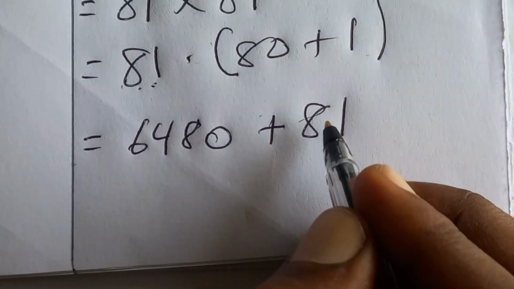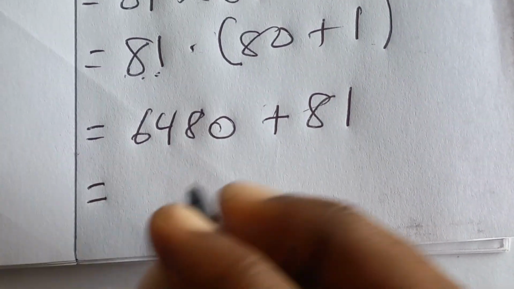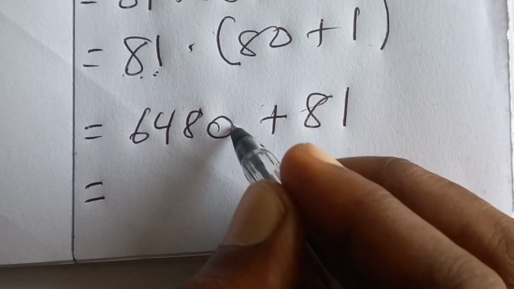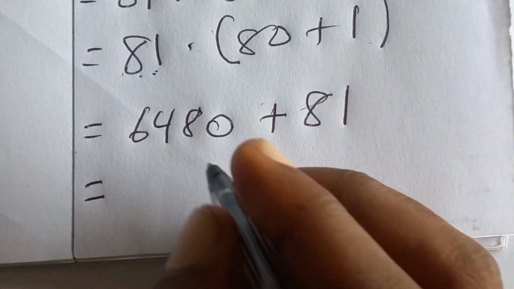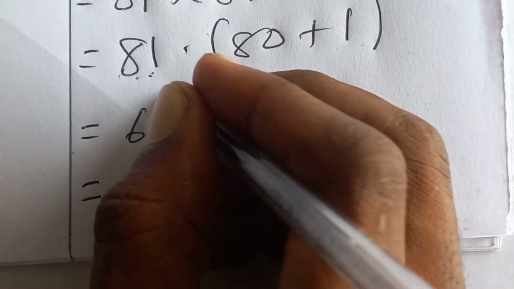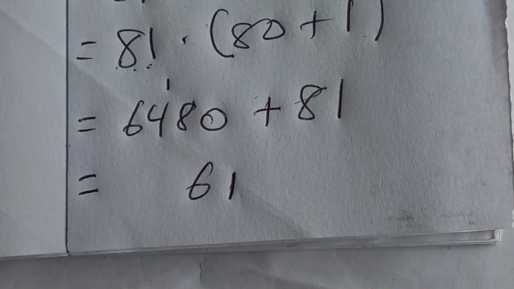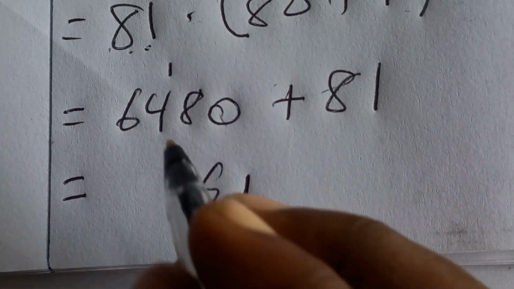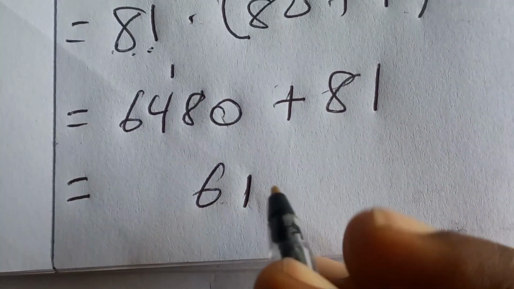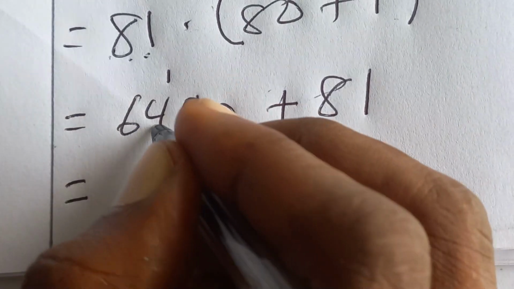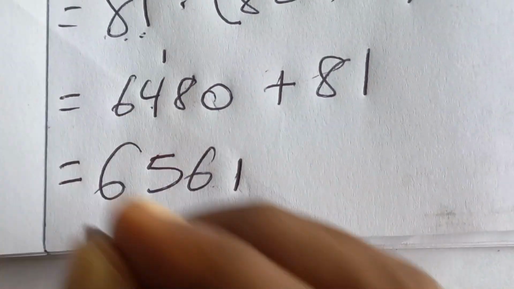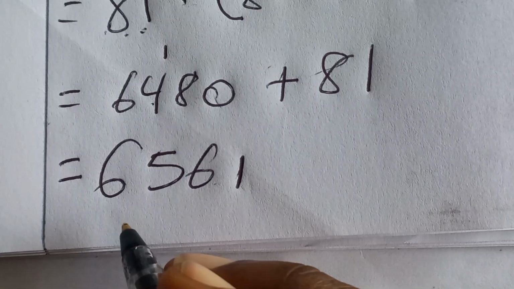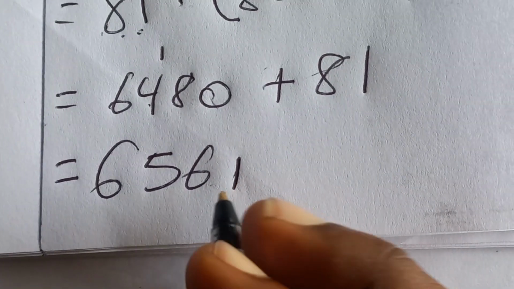Now we also add this together. We have 0 plus 1 is 1. Then 8 plus 8 is 16. So 6 and a 1. So 8 times 8 is 64. So 6 remainder 1, so 4, then plus 1, which is 5. Then our 6. So we are getting 6,561 as our final answer.